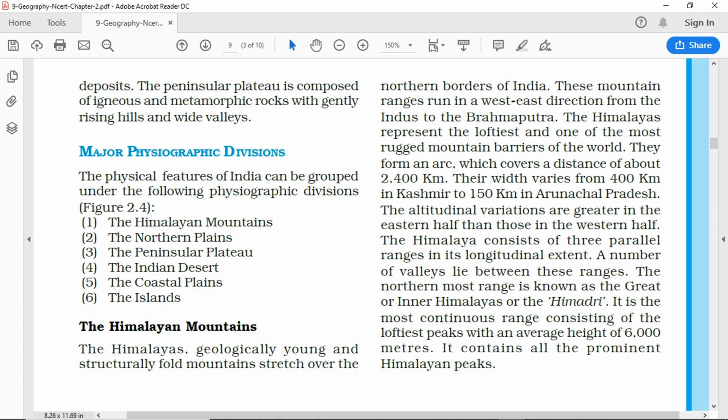Their width varies from 400 kilometers in Kashmir to 150 kilometers in Arunachal Pradesh. The altitudinal variations are greater in the eastern half than those in the western half. The Himalaya consists of 3 parallel ranges in its longitudinal extent. A number of valleys lie between these ranges. The northernmost range is known as the Great or Inner Himalayas or the Himadri. It is the most continuous range consisting of the loftiest peaks with an average height of 6,000 meters. It contains all the prominent Himalayan peaks.